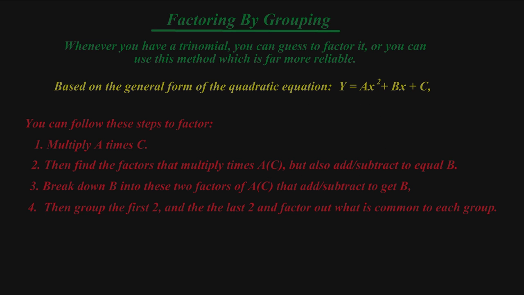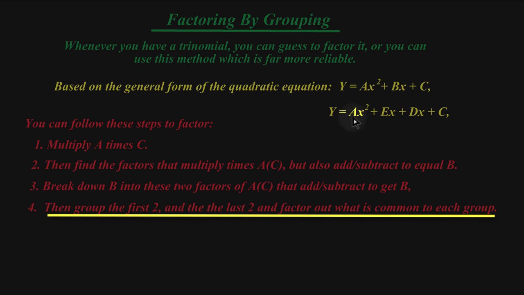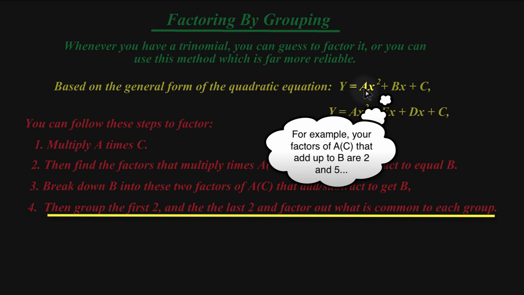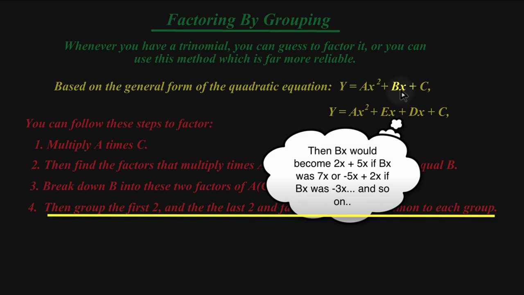And then you can group the first 2 of the 4 terms that result and the last 2 of the 4 terms that result. So in this case, basically, the factors that multiply to a times c, whatever that answer was, let's call them e and d, they add up to b. So what we did was we broke them down into ex plus dx. When you combine these two, whether positive or negative, the e and d, then you should get back where you're at with b. So again, you're not changing the integrity of the problem, you're just changing its appearance.